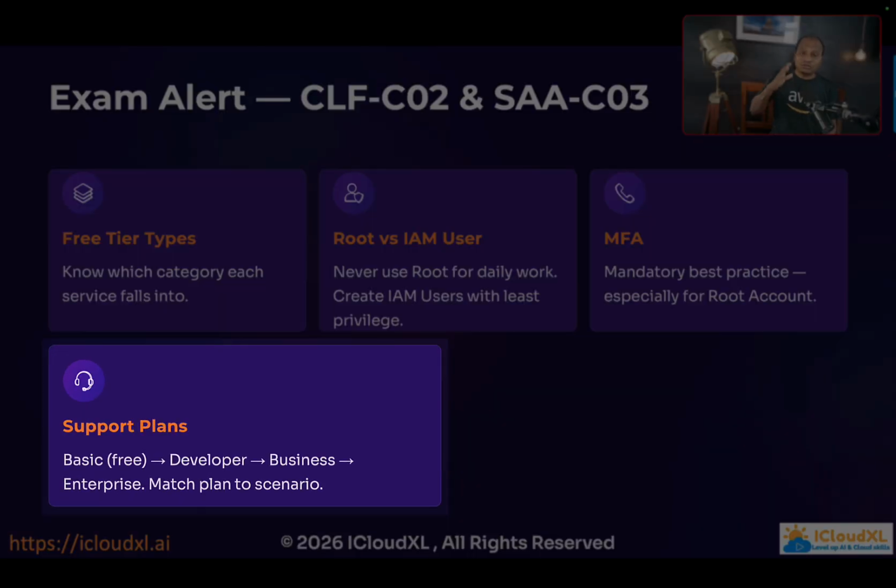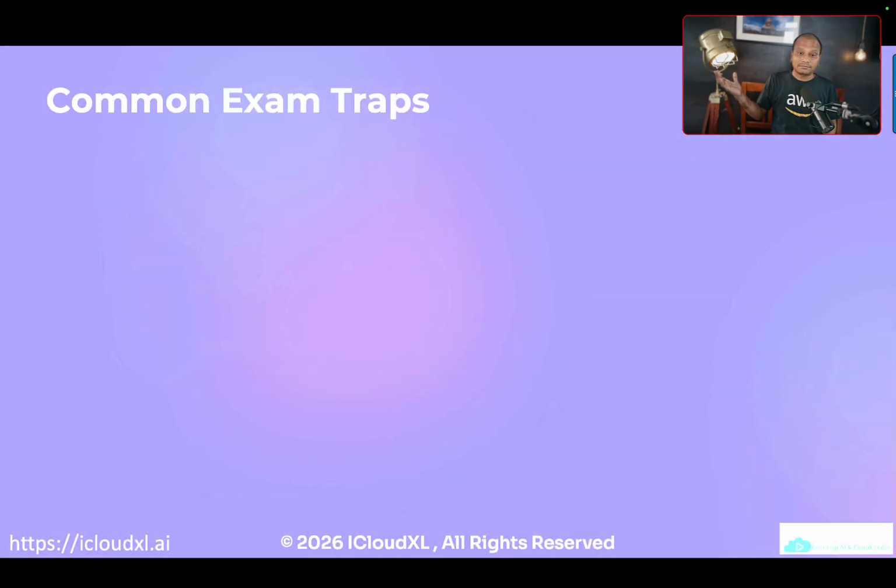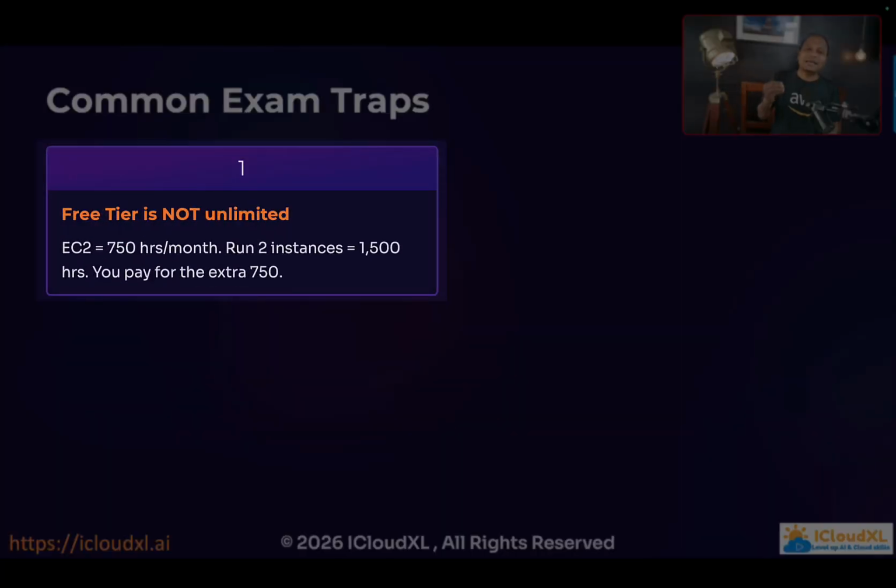Then definitely choose support plans. If you are a free tier eligible customer, definitely you go for the basic plan. But if you're a developer or business plan you wanna go, then talk to your business and accordingly you just enable that billing plan. Then definitely you set an alert for your billing so that you don't go and spend more. So remember this, free tier is not unlimited.